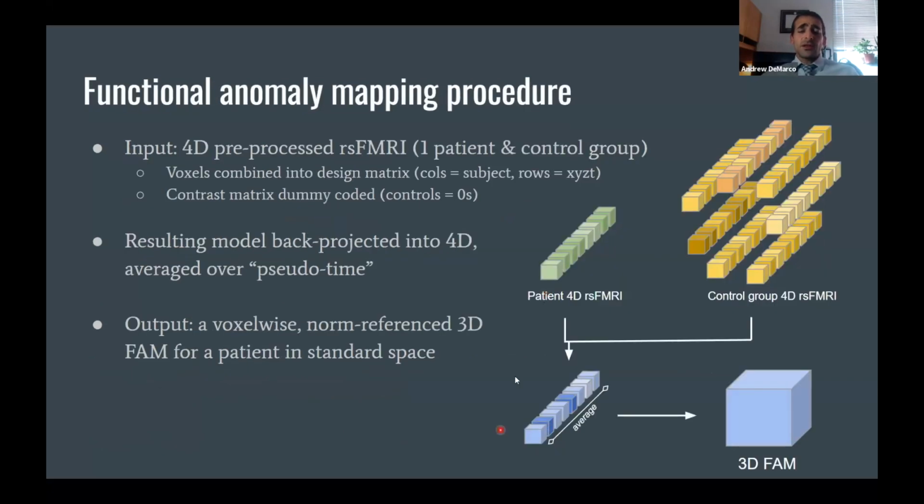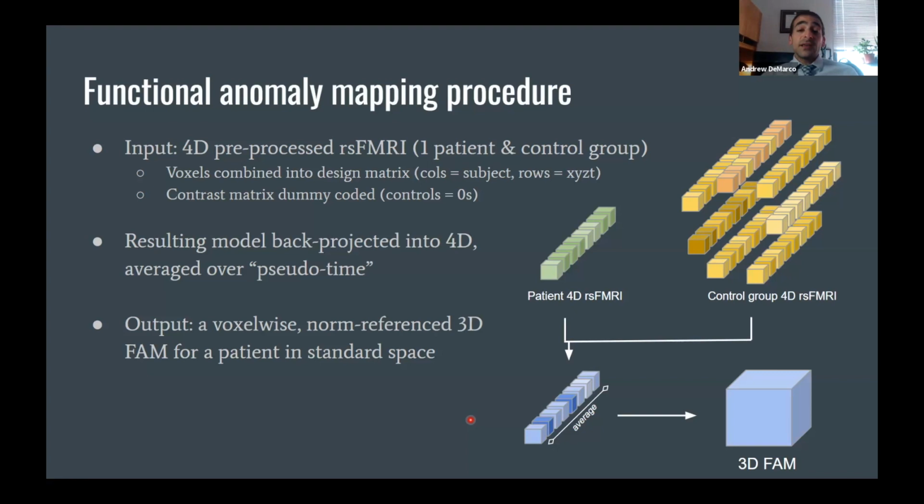So to say very quickly what we do with the data, for each patient, we're going to compute a single 3D image. The way we do that is by taking their 4D pre-processed resting fMRI scan, that is X by Y by Z by T. So it's a lot of big data, 2 gigabytes or whatever. We're going to squish it down into a really long vector.